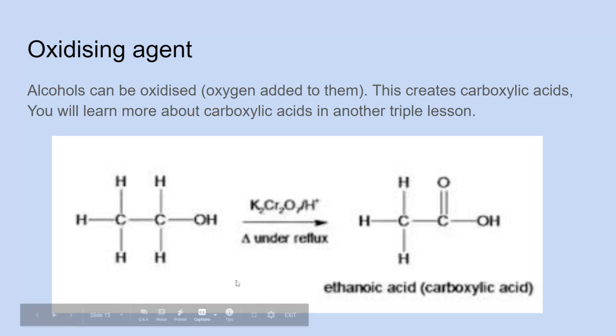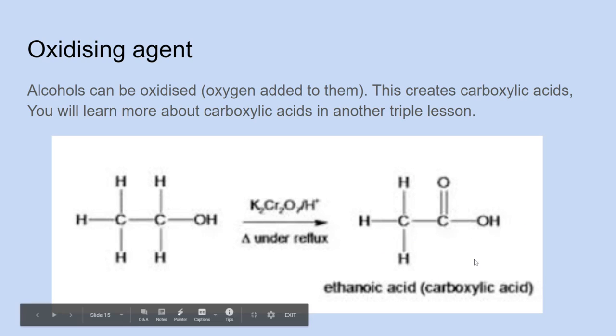So we have an alcohol on the left-hand side, so we've got ethanol here. We're going to add an oxidizing agent here. So this is potassium chromate. So you don't need to know the reagents for this. So you don't need to know the oxidizing agent. You don't need to know the conditions. You don't need to know that it's in an acidic environment. That's what the H plus means. But you do need to know that a carboxylic acid will be formed.